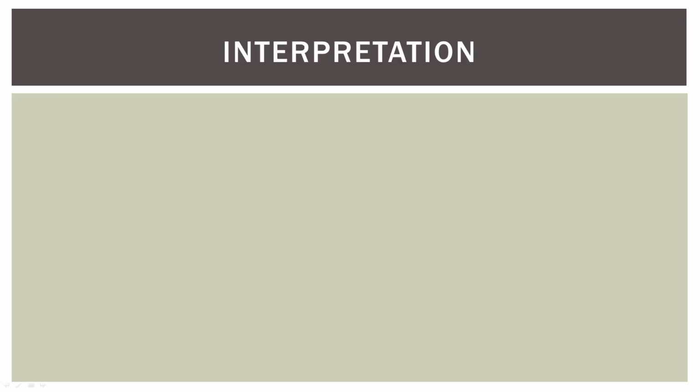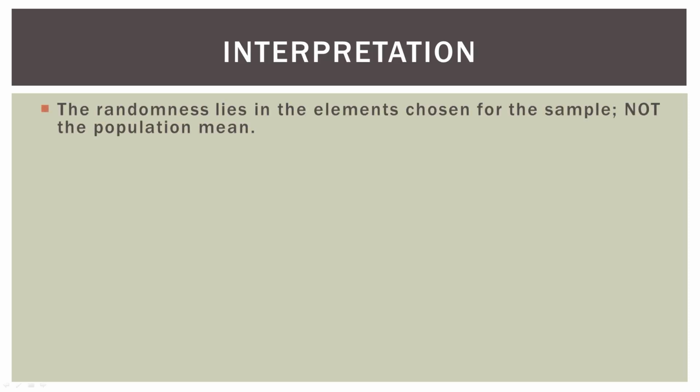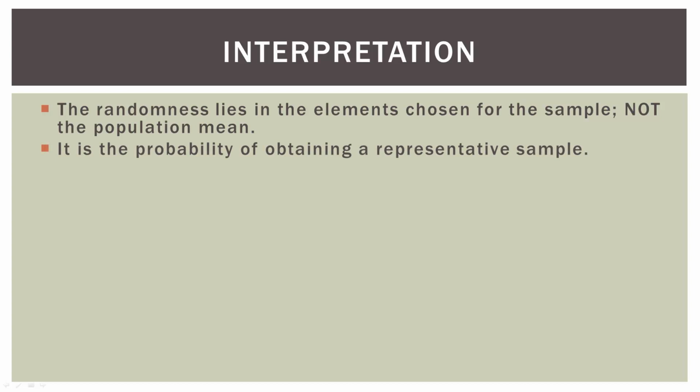So how do we interpret this? This is the hard part for many students to wrap their heads around, because we don't interpret these in an intuitive way, unfortunately. Point number one, remember that the randomness lies in the elements chosen for the sample, not the population mean. The population mean is a real number of the population. It's fixed. It's there. The randomness lies in the elements chosen for the sample. It's the probability of obtaining a representative sample. And again, that's related to sample size.